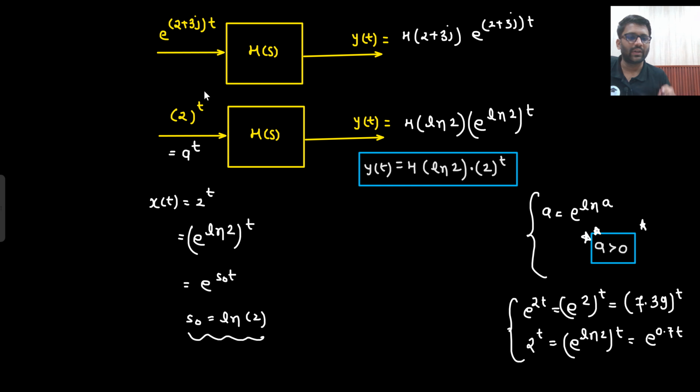It could be half, it could be 3 by 2, it could be 3 by 4, it could be anything, but it has to be a positive value. It's not necessary that it has to be an integer. That's it. This is the required condition. Integer, non-integer, everything would work, but it has to be a positive value. Is that clear to you? Because ln a is defined only for a greater than 0.